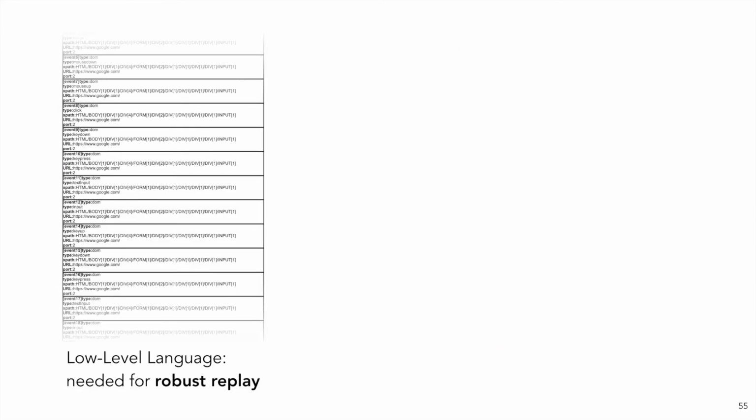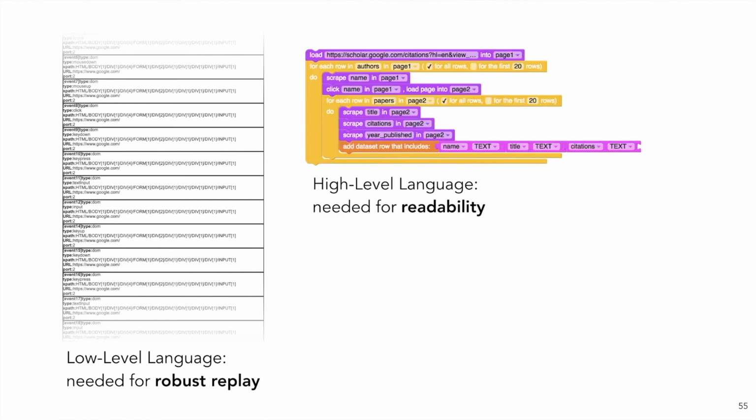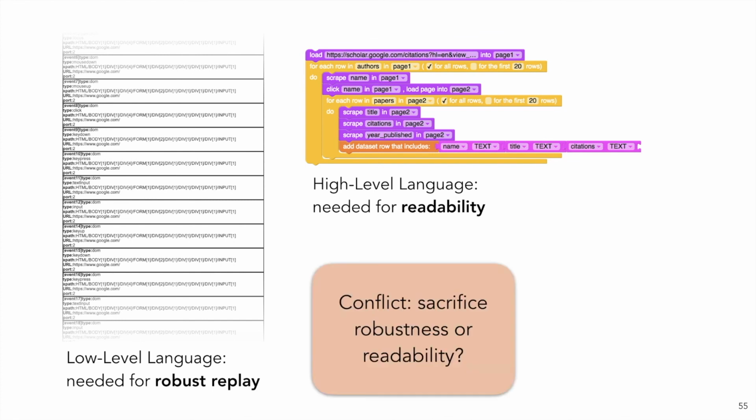And so what do we do? If we need this low-level language for robust replay, and we do, we talked earlier about the fact that all those JavaScript handlers that we were going to have to reverse engineer were being triggered by all of these low-level DOM events. If we need this low-level language for robust replay, but we want to show the high-level language in order to actually make something readable for the user, what do we do? What should we sacrifice here, robustness or readability? Feel free to type your answer in the Zoom right now.